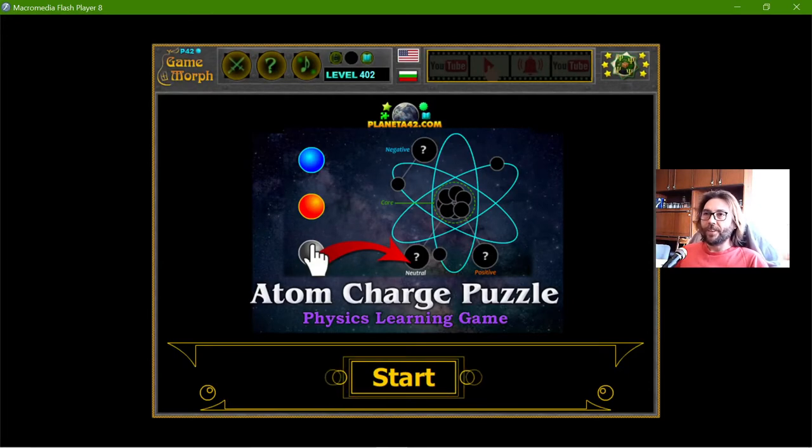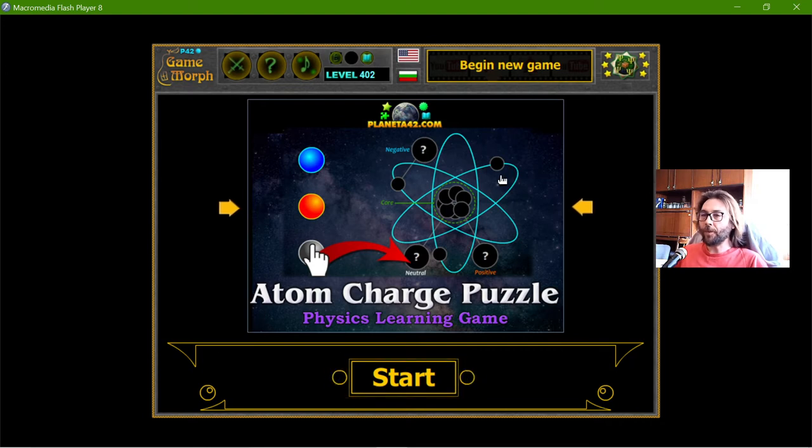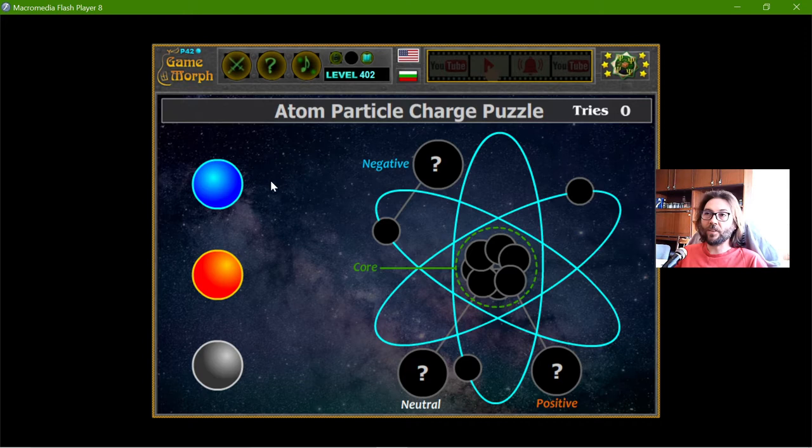Hey there! Today's educational game that I play is the Atom Charge Puzzle. And this is the charge of the atom particles, which are the three main particles. Well, there are more particles after that, but these are the main particles of the atom.